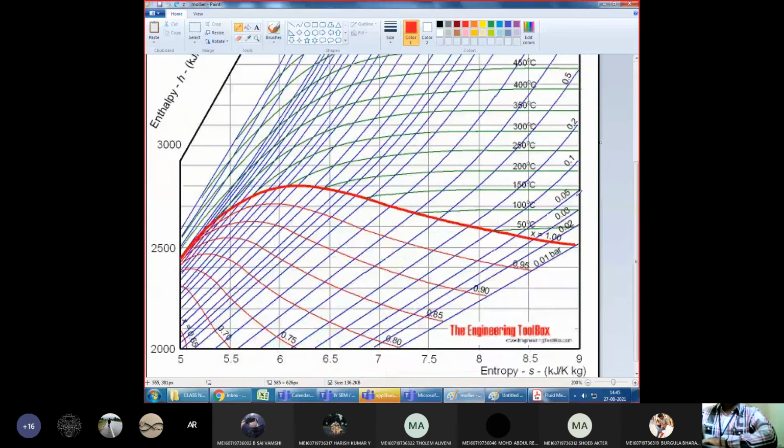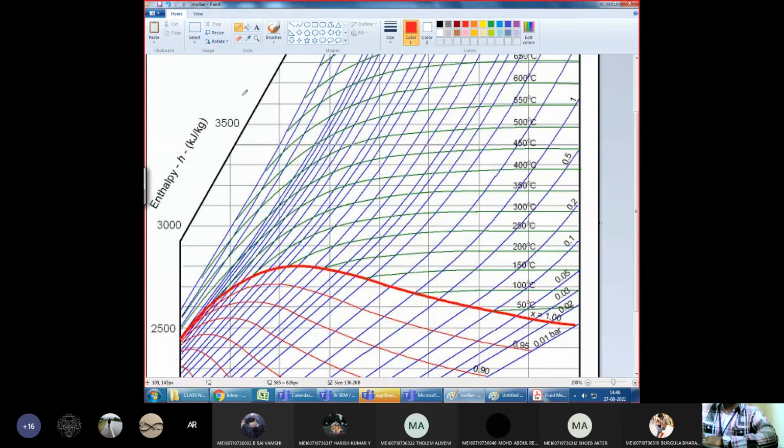Okay, now look here. This is the graph between enthalpy versus entropy. Mollier diagram is the graph between enthalpy and entropy. Enthalpy is on the y-axis and entropy is on the x-axis. As we know, the unit for entropy is kilojoules per kg Kelvin, and the unit for enthalpy is kilojoules per kg.